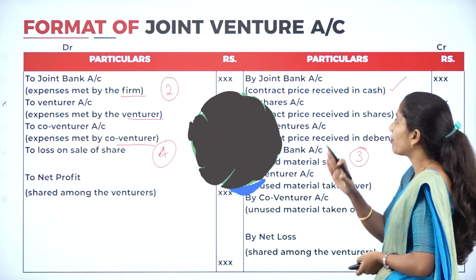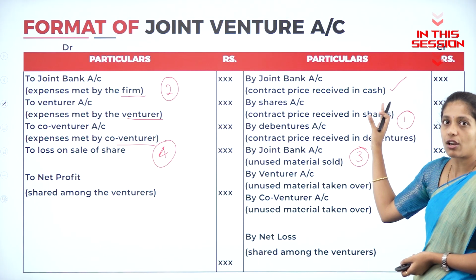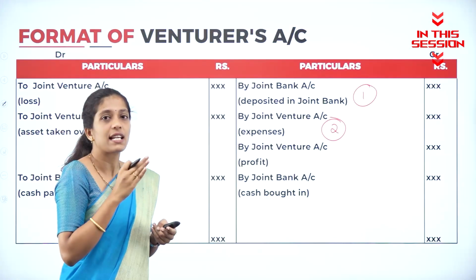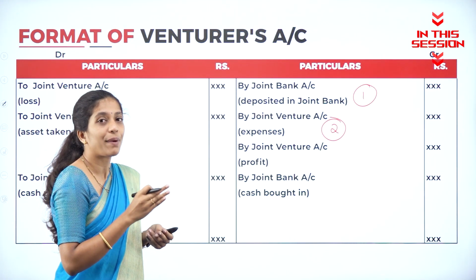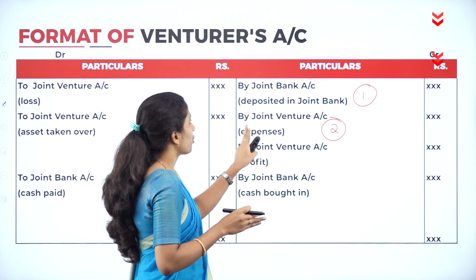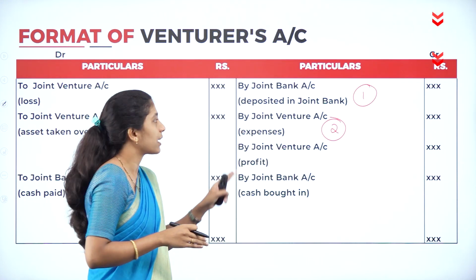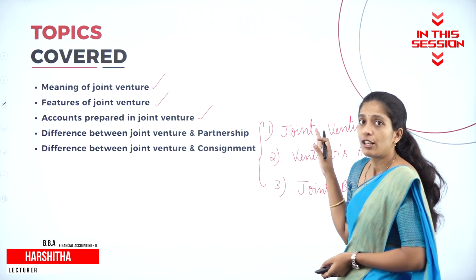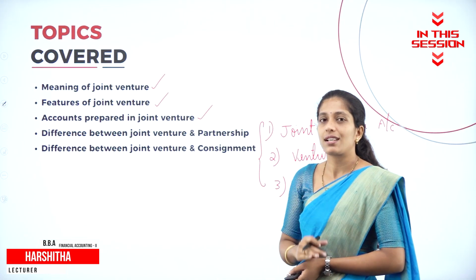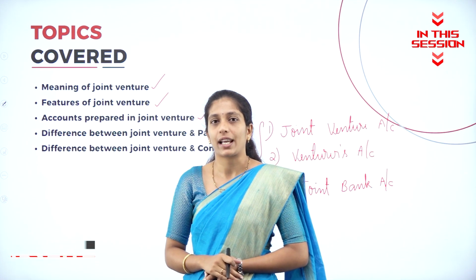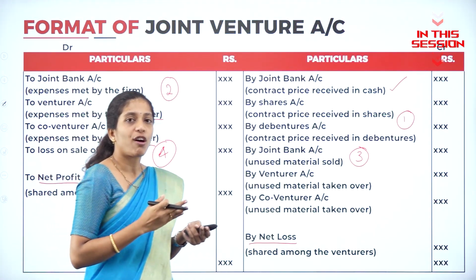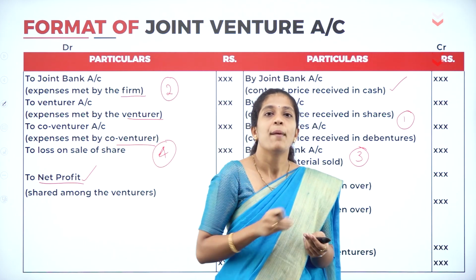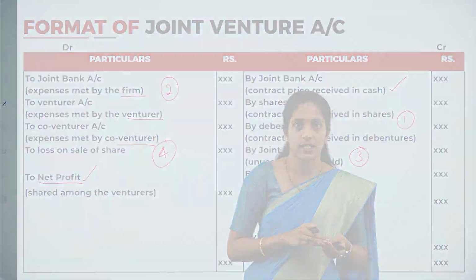So what you have to remember, first entry is for receiving the contract price, second entry is for meeting the expenses. If any expenses are incurred by the joint venture, you have to record them as by joint venture account expenses. So we have to prepare all these three accounts, that is joint venture account, venturers account as well as joint bank account. It may be either net profit or net loss that has to be shared among the co-venturers, that is the parties in the joint venture.